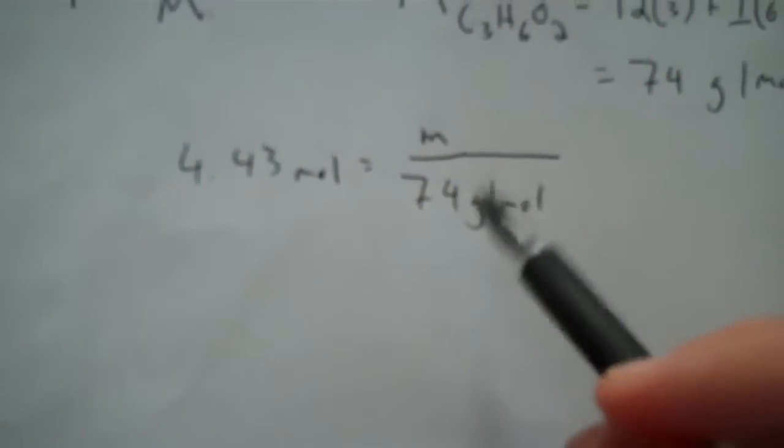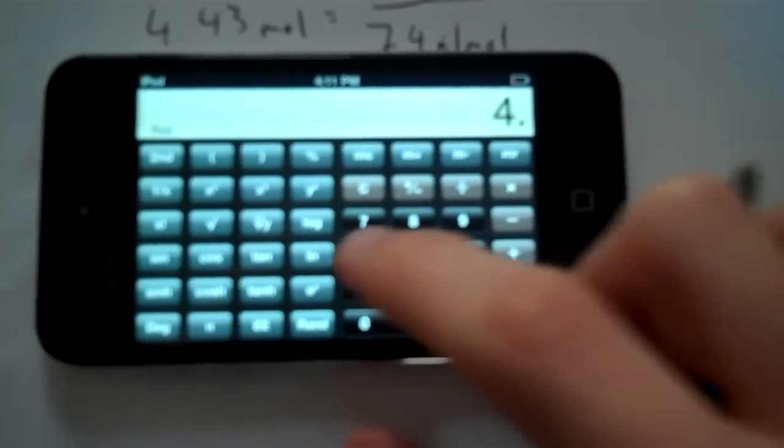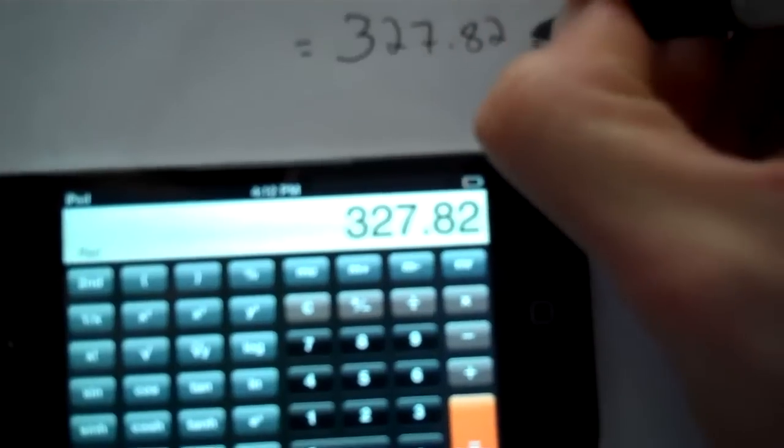So I just rearrange this equation. I'm going to multiply 4.43 times 74. So I get my calculator back out. 4.43 times 74 equals, I get 327.82 grams. And remember, just for clarity, I'm going to write grams of the original molecule, C3H6O2. It's my final answer. I'll circle it. Depending on how you round off the numbers, your decimal might be a little bit different, but it should be pretty close to 327 grams.